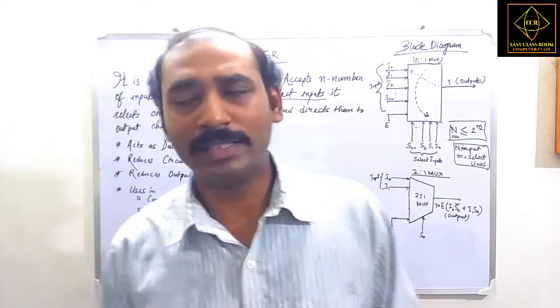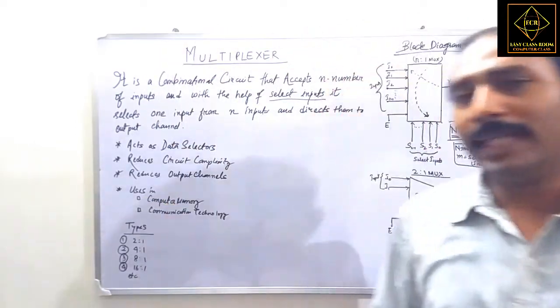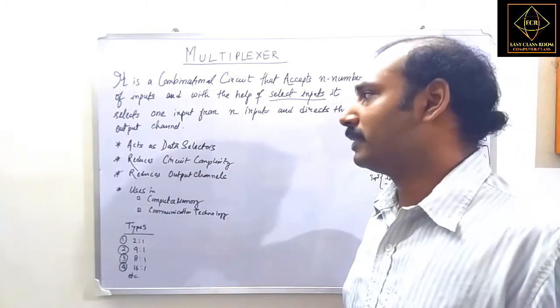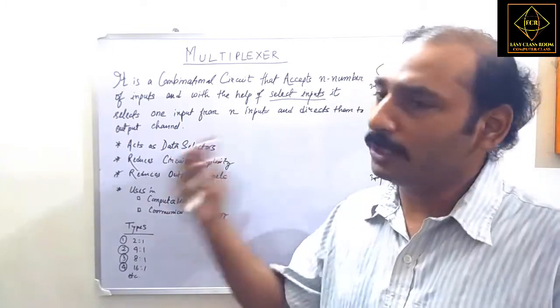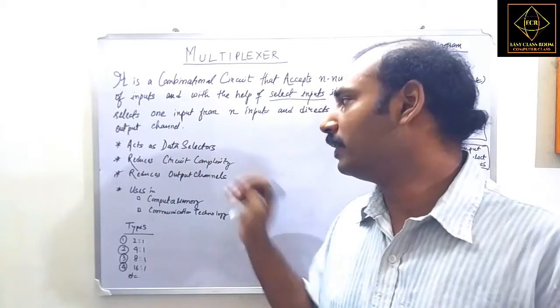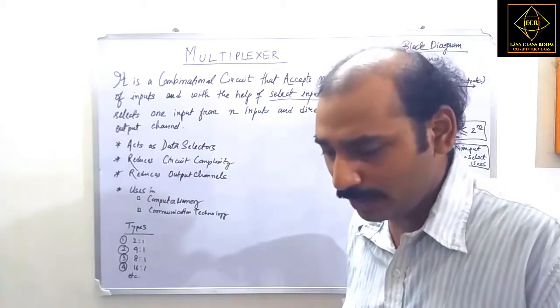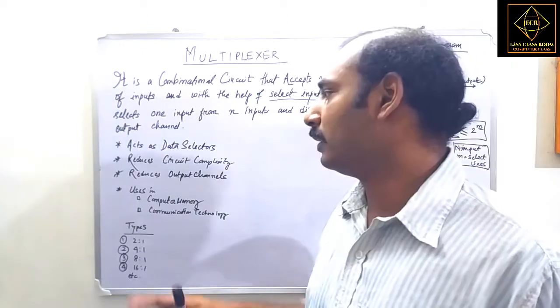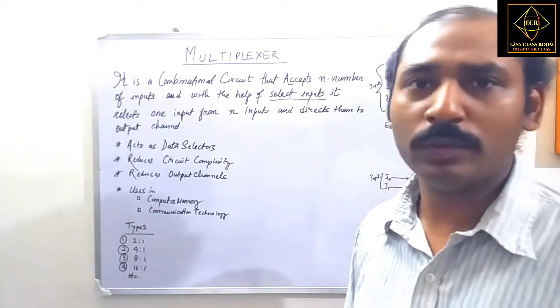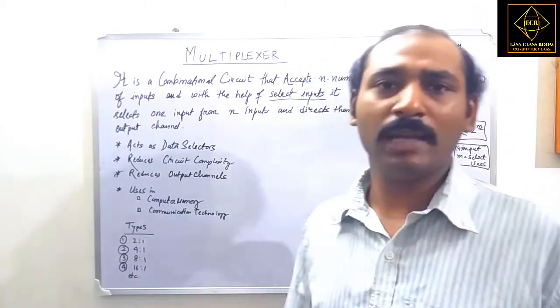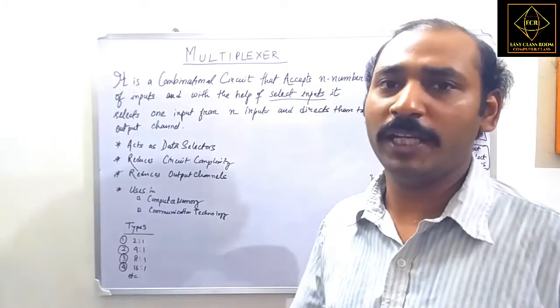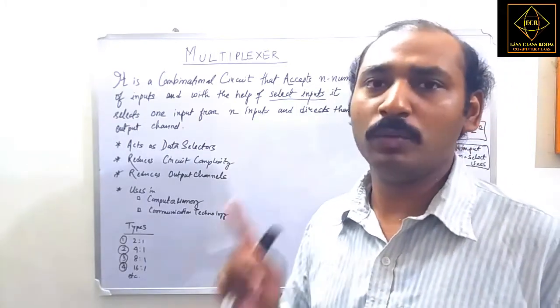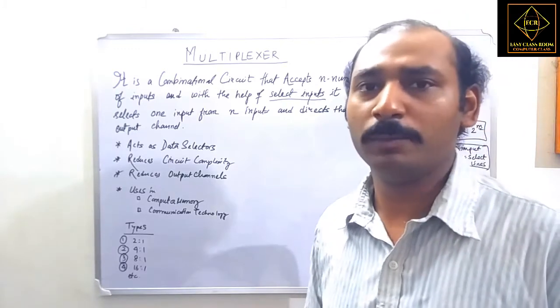As we have already seen, it acts as a data selector. It is nothing but the selection of one input from several inputs. It reduces the circuit complexity. As we have already known, the circuit complexity can be very much reduced. It reduces the output channels, as we don't have to use several output channels. Instead of n output channels for n input channels, we need only one output channel for n input channels.